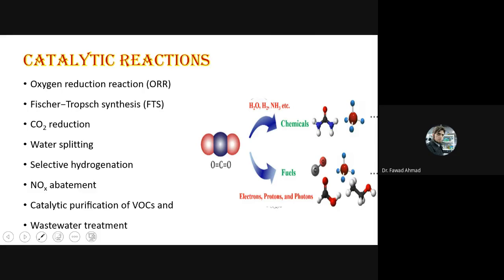Okay. There is another one, CO2 reduction. So CO2, as I told you, we can convert into some value-added chemicals or some fuels.